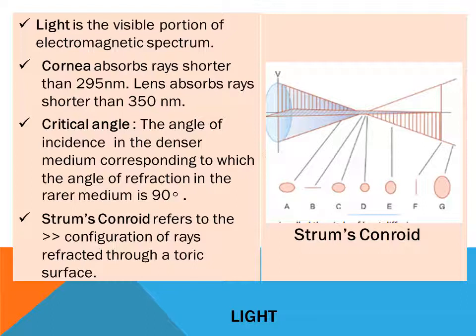Critical angle, the angle of incidence in the denser medium corresponding to which the angle of refraction in the rarer medium is 90 degrees. Sturm's conoid. It is shown in the picture on the right side. Sturm's conoid refers to the configuration of rays refracted through a toric surface.